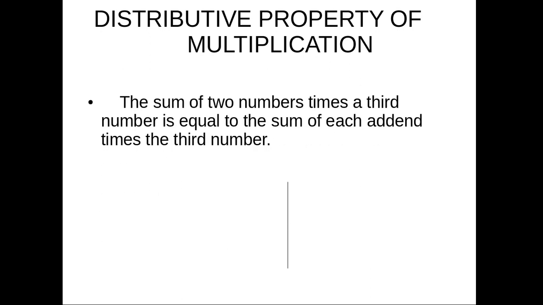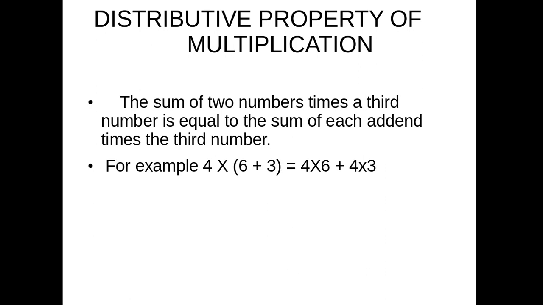Now see, distributive property of multiplication. The sum of two numbers times a third number is equal to the sum of each addend times the third number. See this example: 4 into 6 plus 3. If we separate them, 4 into 6 plus 4 into 3, in both ways 4 is multiplied with 6 and 3. If we first add 6 and 3 we get 9, and 9 into 4 equals 36. And if 4 into 6 is 24 and 4 into 3 is 12, then 24 plus 12 is 36. In both ways the answers are the same.